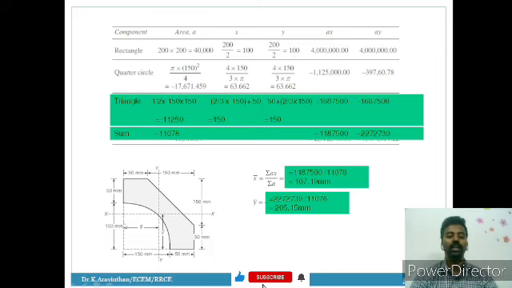And for the quarter circle, the formula is 4r divided by 3 pi. So r here is 150, hence you will get this answer. And finally, in this triangle, you will be having 2/3 of 150. So 2/3 of 150 from the plane is 50 plus 2/3 of 150. So 50 plus 2/3 of 150, you will get the answer.